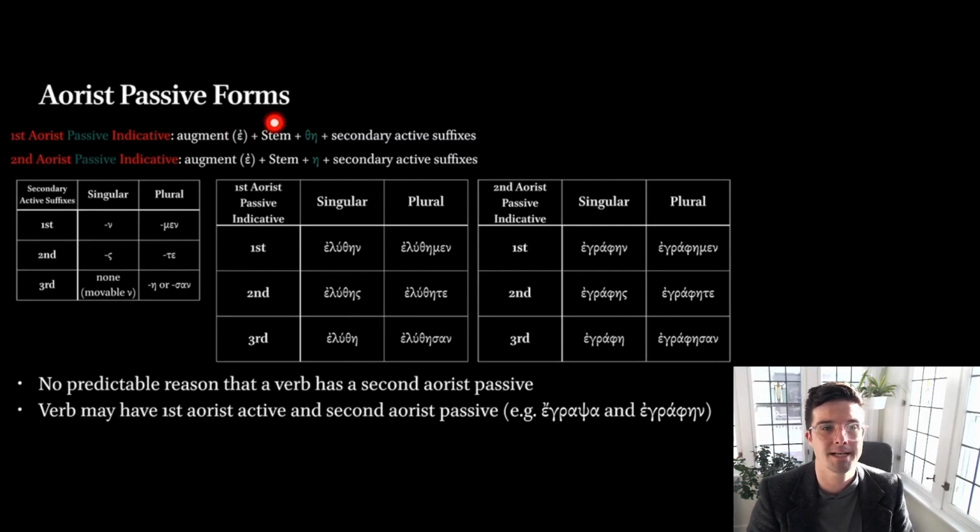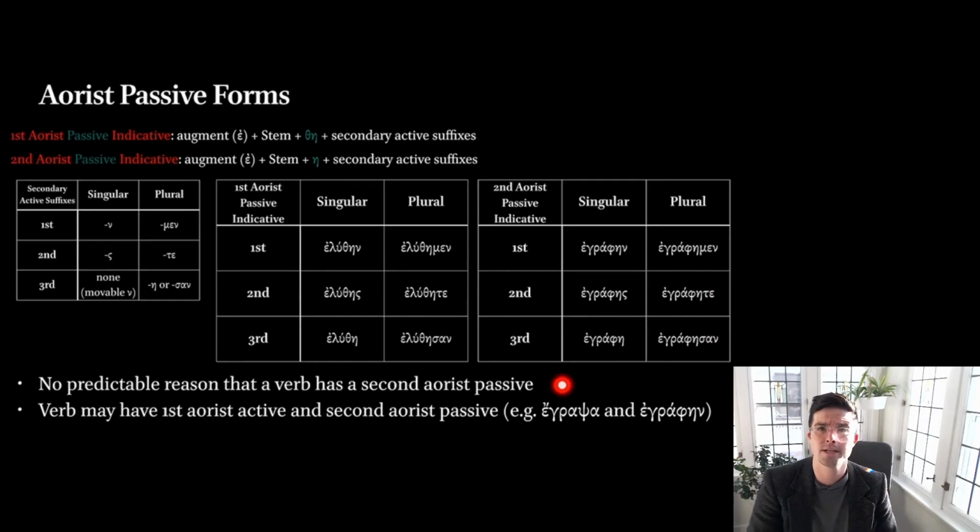So what we get is an augment added to the stem, and then we get a theta eta or an eta indicating the passive for us, and then the secondary active suffixes stuck on to that theta eta or that eta. So you can see the suffixes over here. The nu is stuck on to the end of the theta eta for thane, the sigma for thais, none for thay, men for thamen, te for thete, and san for thesan. And then the same thing over here in the second aorist passive, just without the theta sound. So we have ain, ais, a, amen, ate, asan.